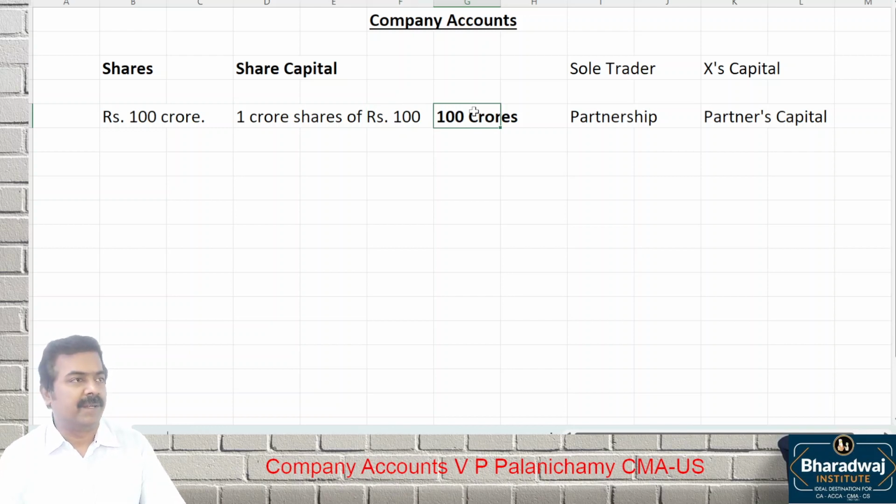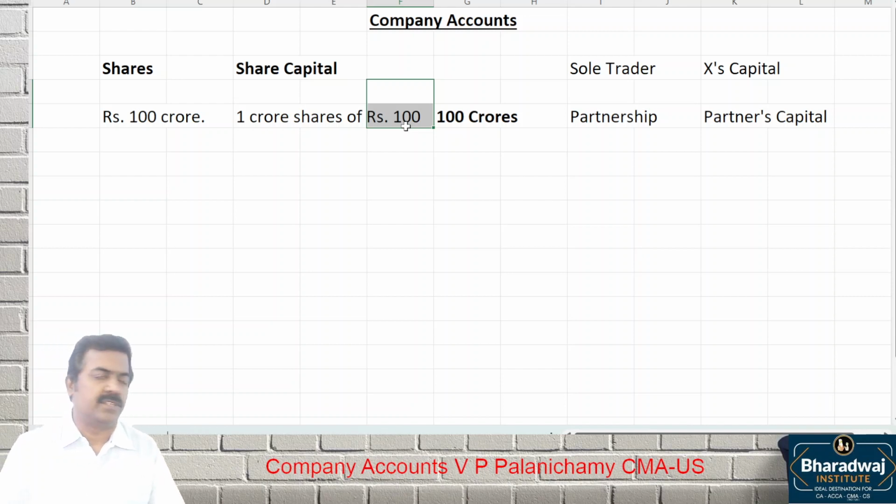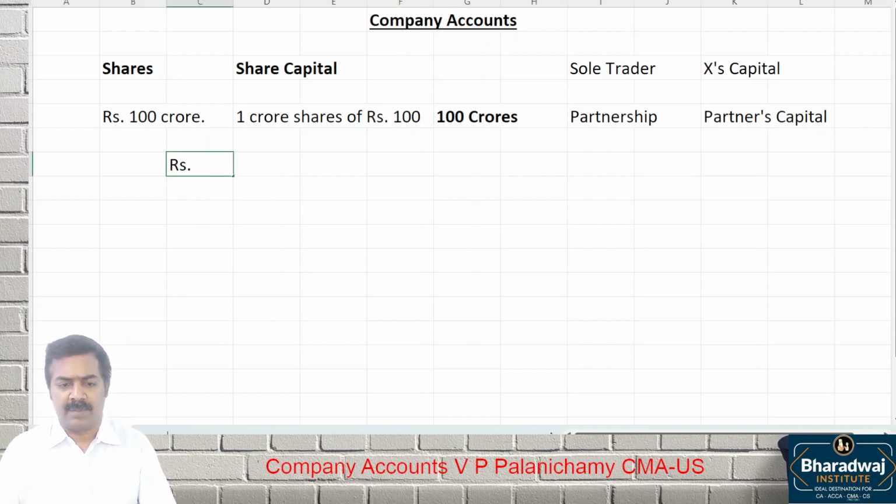The total capital is divided into units having value. What is the total capital? 100 crores. How many units? 1 crore units. What is the value? 100 rupees. So this is the capital of the company. 100 rupees is like the value of the share. This we call it as face value. This 100 in this example, we call it as which one? Face value. It is also called as nominal value.